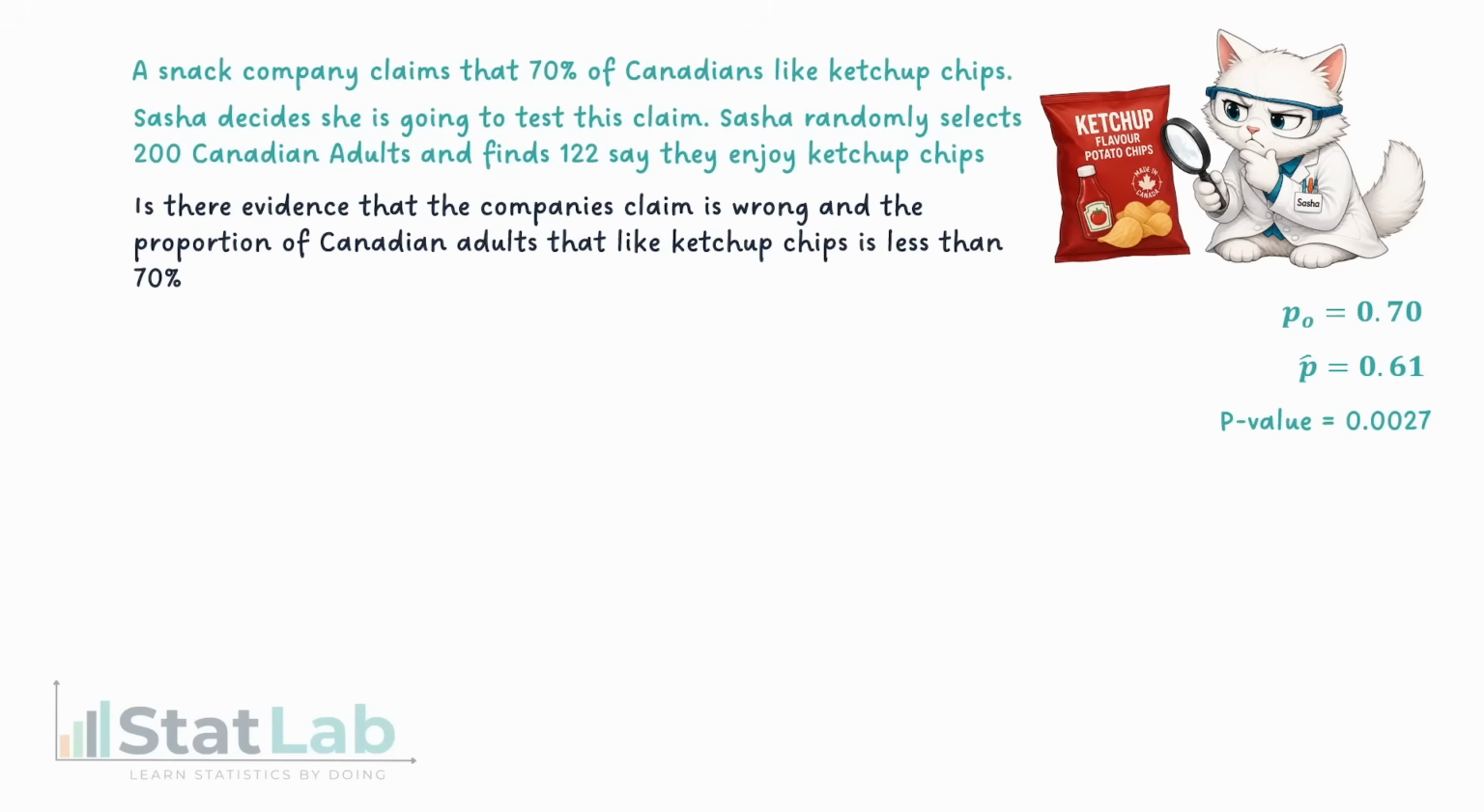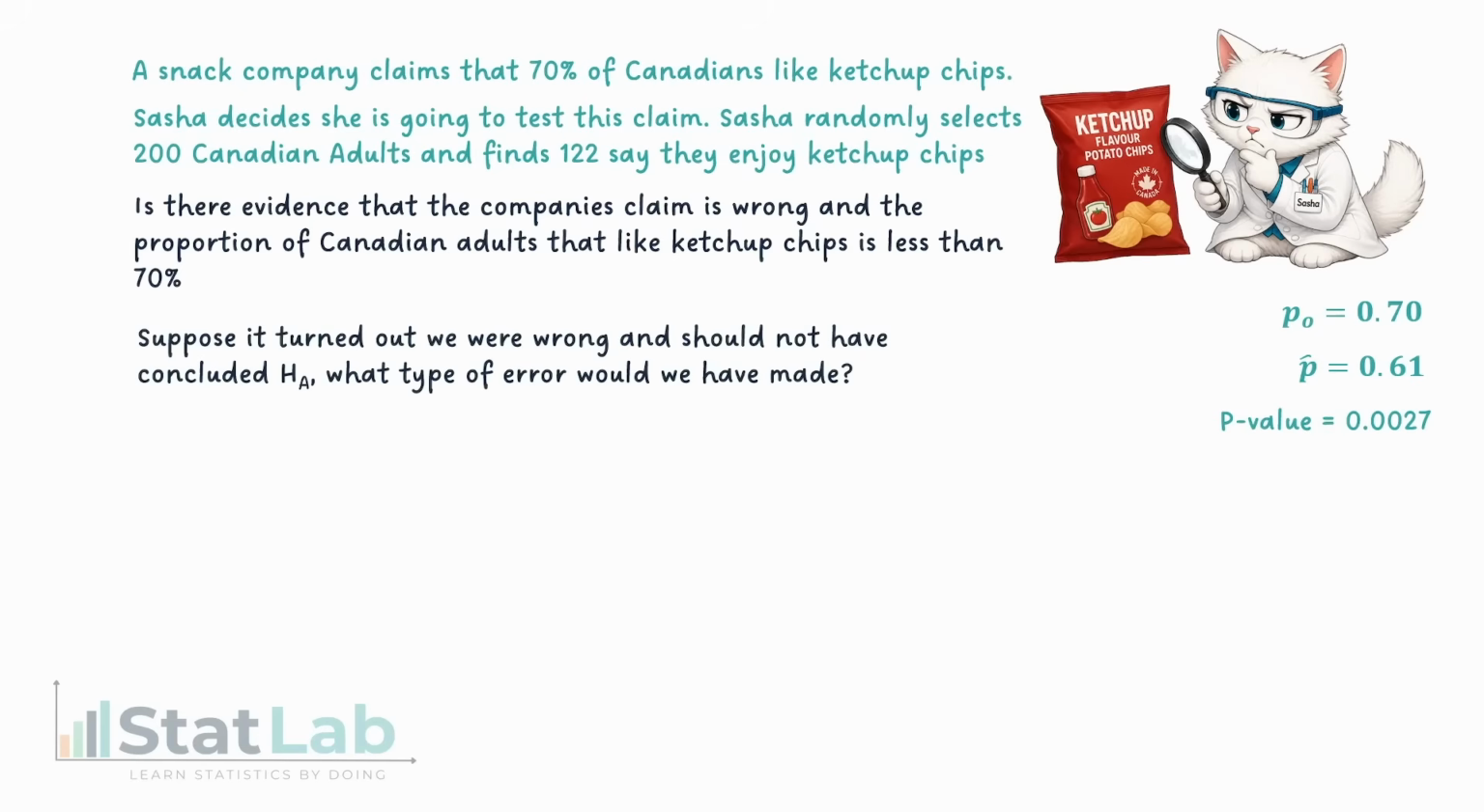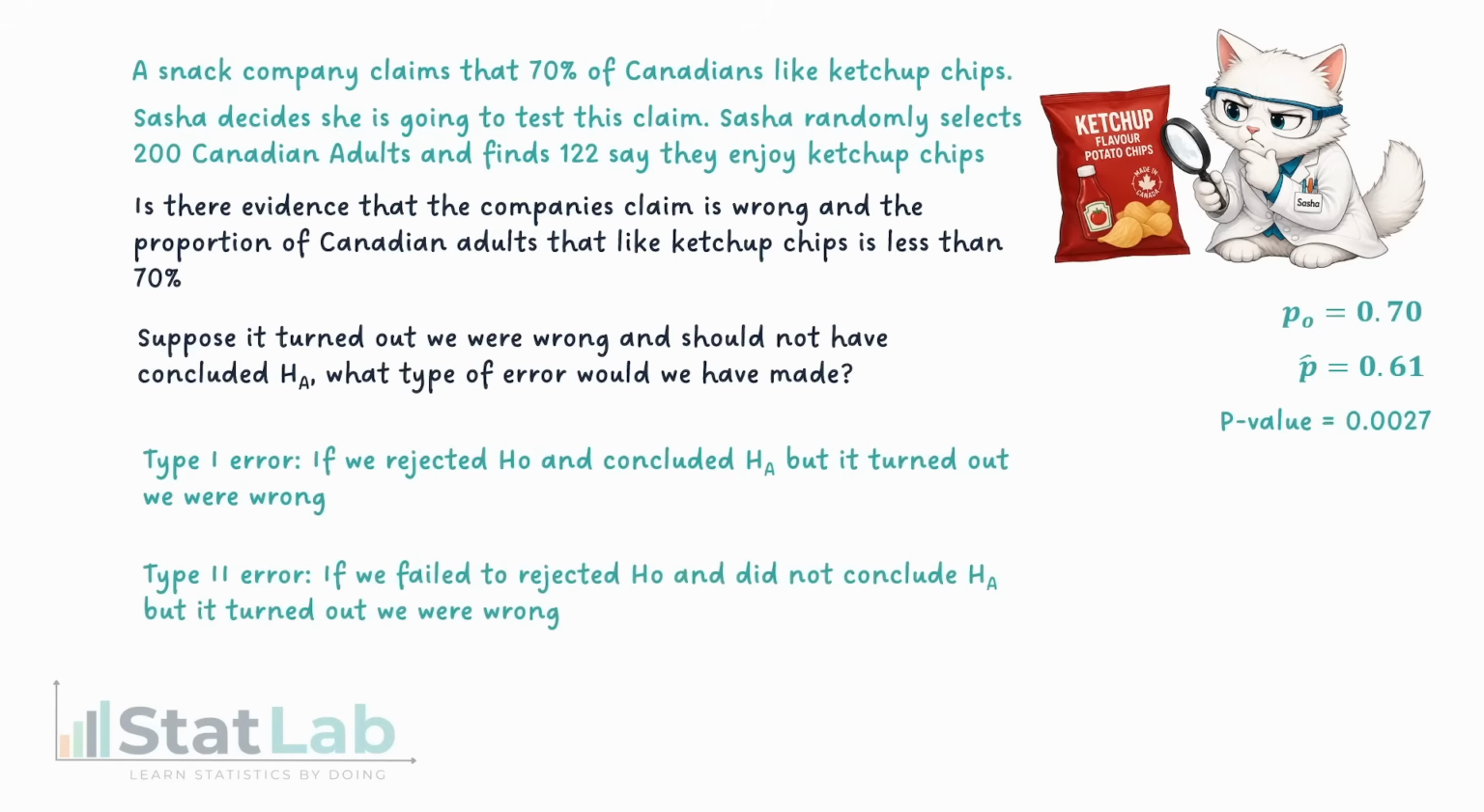So if we've concluded at this 5% significance level, suppose it turned out we were wrong and should not have concluded HA. What type of error would we have made? Well, when you're dealing with significance, you have two possible errors. Type 1 is if we rejected H0 and concluded HA, but it turned out we were wrong. Type 2 is if we failed to reject H0 and did not conclude HA, but it turned out we were wrong. In our case, we did conclude HA, so the only type of error we could have made is a type 1 error. Now, we're not saying we made that error. We're just saying that if an error was made, that's the type we would have made.